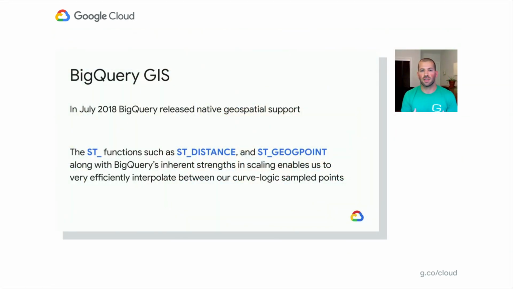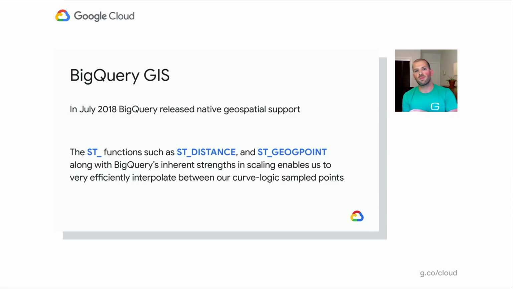Now, the reason that we're able to do all of this super efficiently is because of the tools that Google has been continually innovating. And one of the things that Ryan mentioned at the beginning was BQ-GIS. This was really a game changer for us and enabling us to do all of this scaling. So July 2018, if I remember correctly, is when BigQuery released native geospatial support.